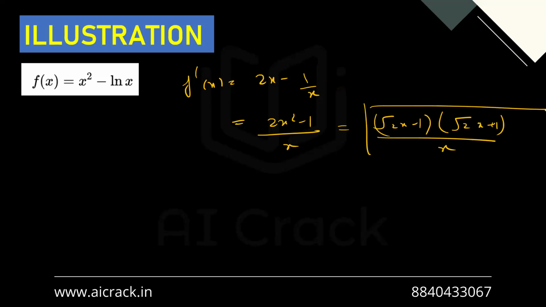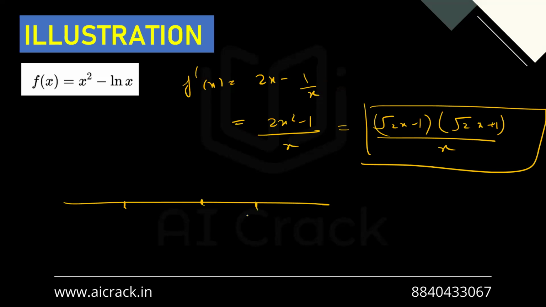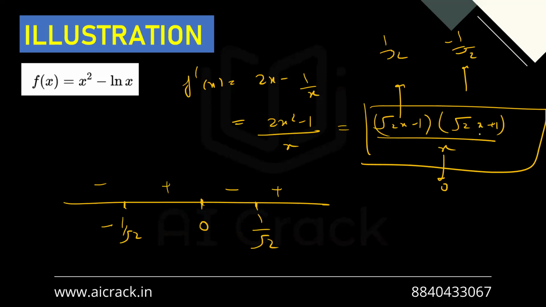Now remember wavy curve method, right? We can find out the sign of this function with the help of wavy curve method, right? So we have these following points: minus 1 by root 2, 0 and 1 by root 2. Based on the critical points, for this critical point is 1 by root 2. For this critical point is minus 1 by root 2. And for this critical point is 0. So that's why we have marked this one. Now this would be plus minus because it's in the standard format, right?